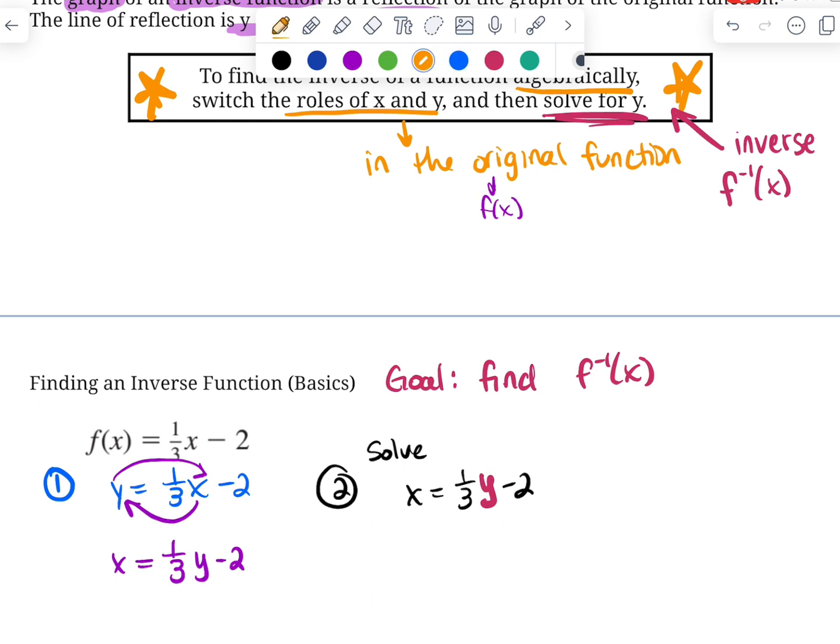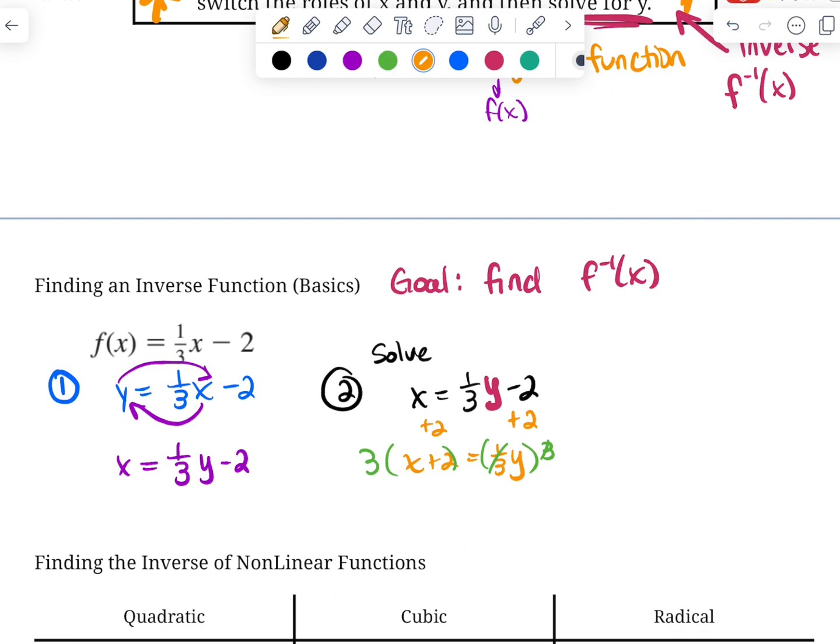So the first thing I need to do is add 2. So I get x plus 2 equals a third of y. And then if I have a third of y, I can multiply that by 3. So I'm going to multiply the other side by 3. So a third times 3 is just 1. So I have y is equal to 3x plus 6 when I distribute.